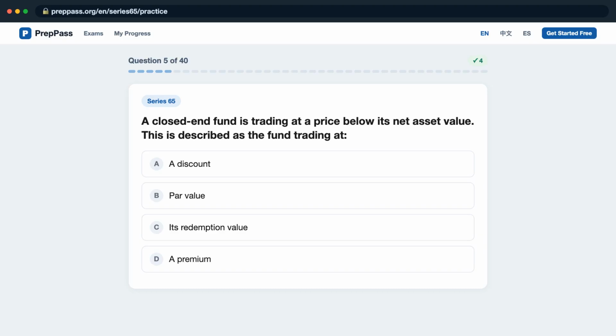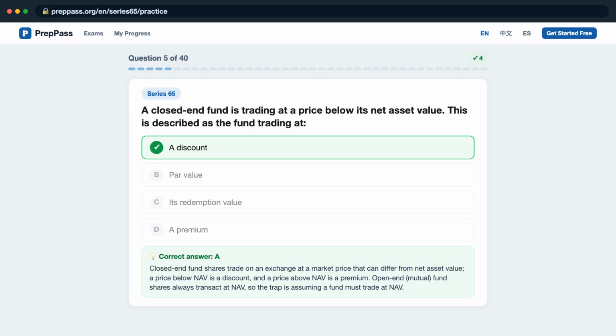Question 5. A closed-end fund is trading at a price below its net asset value. This is described as the fund trading at, is it A, discount, B, par value, C, its redemption value, D, a premium? The correct answer is A.